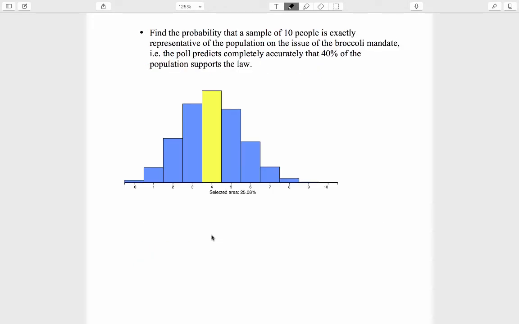Let's find the probability that a sample of 10 people is exactly representative of the population on the issue of the broccoli mandate. That is, the poll, the survey, predicts completely accurately that 40% of the population supports the law.